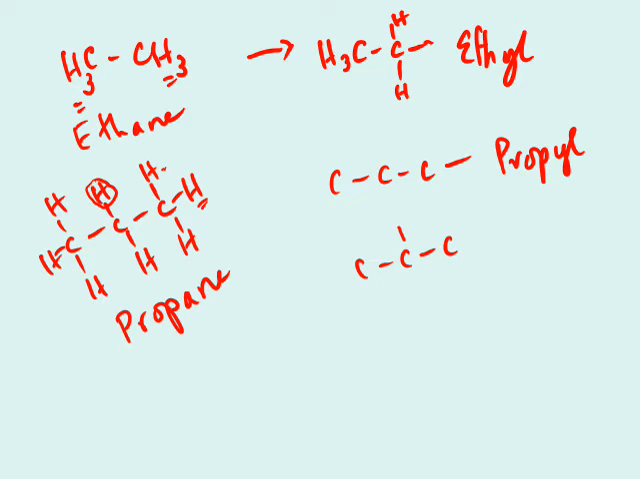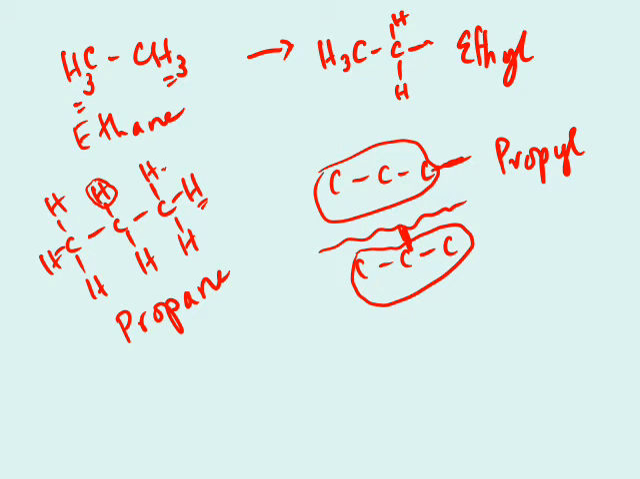So the question is, this is also a propyl, but it's not the same propyl. You can see here, this is where it is bonded to a long chain molecule, and in this case, it's at the terminal carbon, it's bonded to the long chain molecule. So if this is the long chain molecule, how do you name this? This would be called isopropyl.